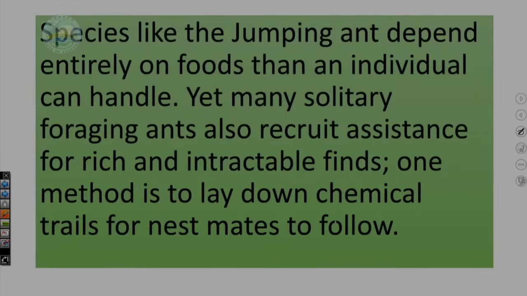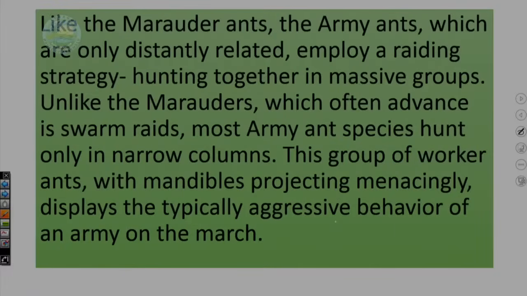Species like the jumping ant depend entirely on foods that an individual can handle. Yet many solitary foraging ants also recruit assistance for rich and intractable finds. One method is to lay down chemical trails for nest mates to follow. Like the marauder ants, the army ants, which are only distantly related, employ a raiding strategy, hunting together in massive groups. Unlike the marauders, which often advance in swarm raids, many army ant species hunt only in narrow columns. This group of worker ants, with mandibles projecting menacingly, displays the typically aggressive behavior of an army on the march.